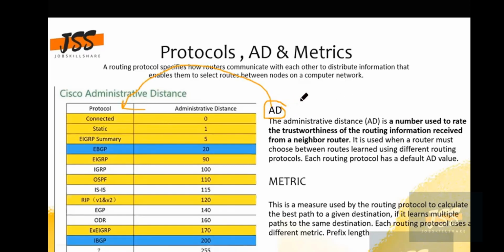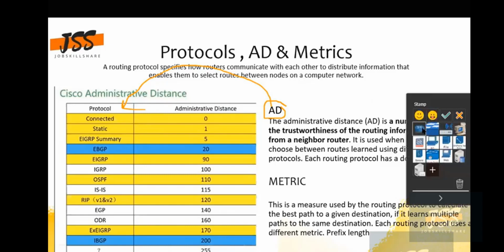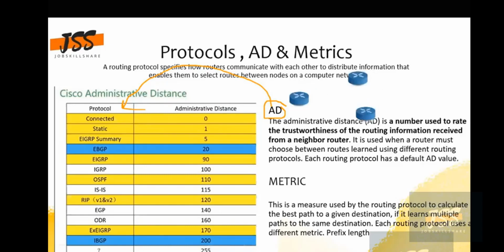If you are getting multiple routes in our router, let's say, I have these examples in subsequent slides, but just for clarification, as it is mentioned here, different routing protocols. This is the recipe. And what does it mean by different routing protocols?